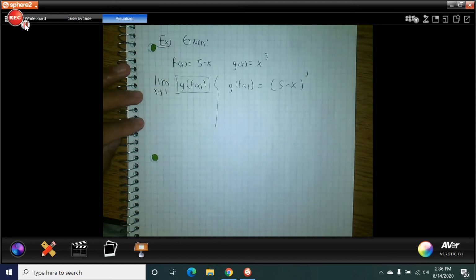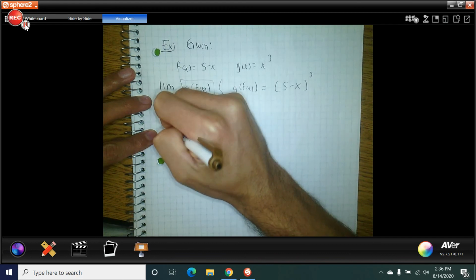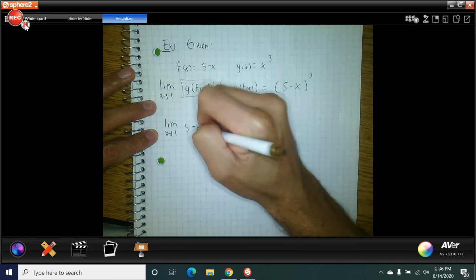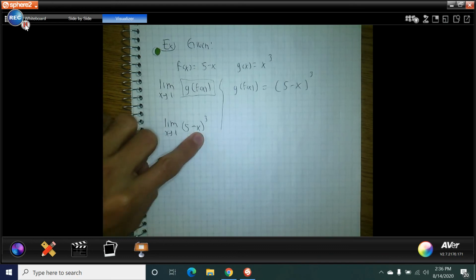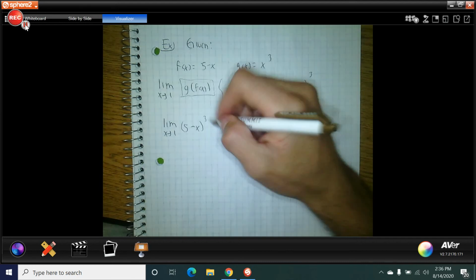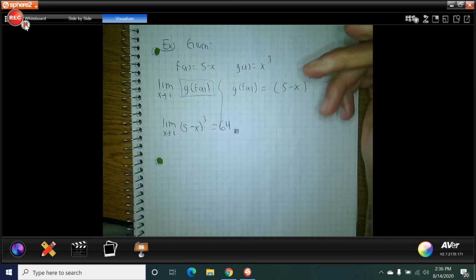Now what I'm going to do is go back to this statement and take the limit. So the limit as x approaches 1, this statement, I'm going to replace it with that: (5 minus x) to the third. And then it becomes very simple. I'm literally going to use substitution. Put in the 1. So 5 minus 1 is equal to 4, and 4 to the third power is equal to 64. So I substitute in the 1, and I get 64. To me, that's the easiest way to go about it.